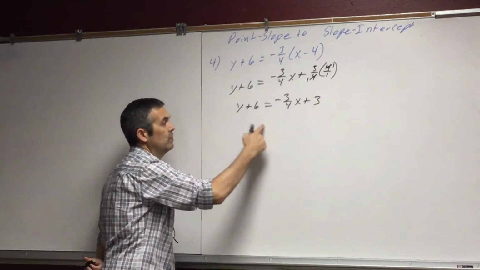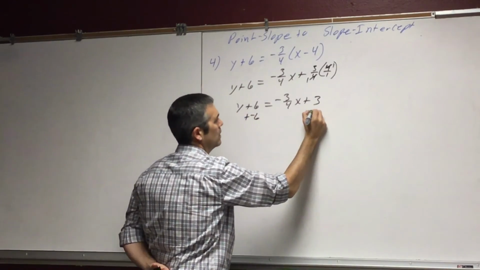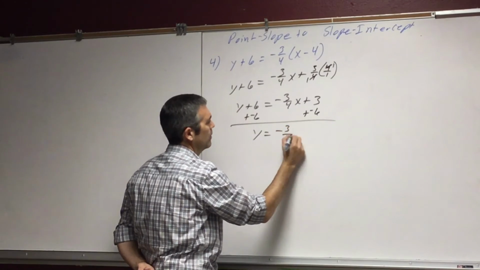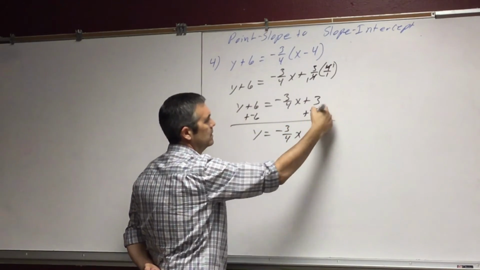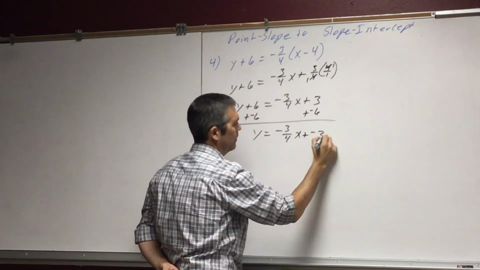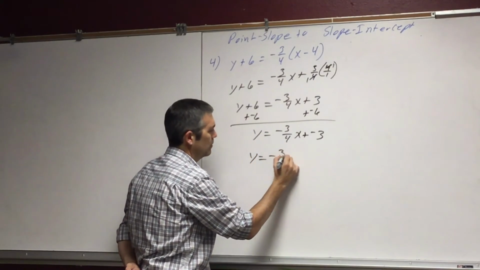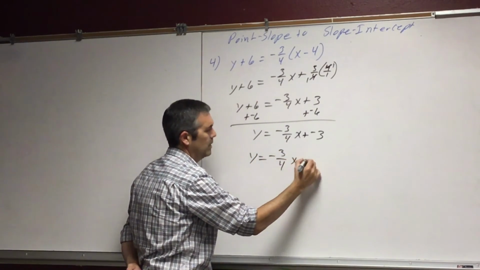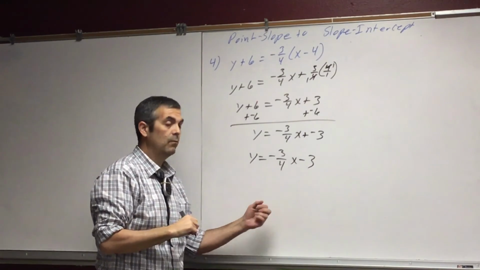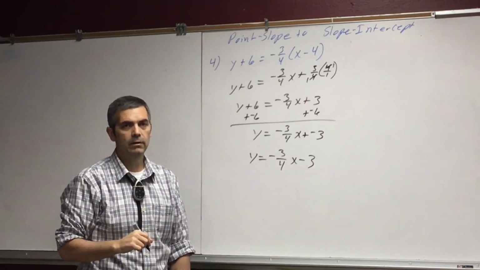Okay? Now I need to move this to this side, add its inverse. Leaves me with y equals negative 3/4 x, negative 6 plus positive 3 gets me negative 3. Now it could also be written like this, y equals negative 3/4 x minus 3. Either one of those is correct and they both work. Slope-intercept form, y equals mx plus b, you have it there.